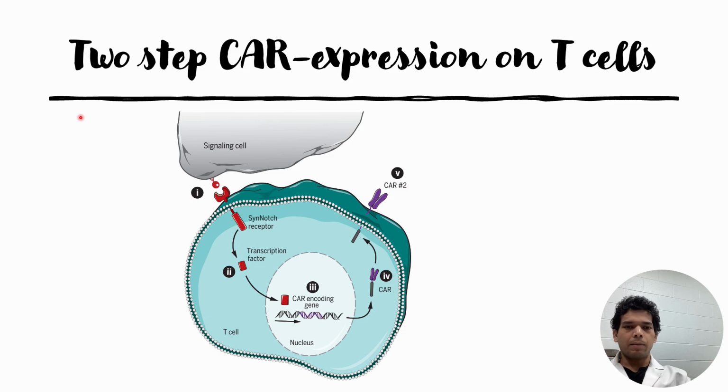In this video, we will discuss this two-step CAR expression on T cells. This is an idea that can be used to reduce immunogenic effects or immunogenic reactions in the patient, as CAR will be expressed only when it interacts with, or is able to see, the target cells. Here it is represented in this figure as signaling cells.